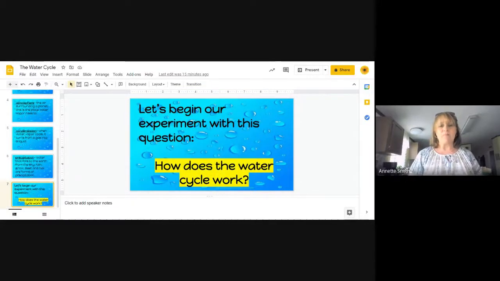So let's begin our experiment with this question. How does the water cycle work? Okay, so all science experiments need materials. We have to have materials to perform this work. So let me show you what our materials are.